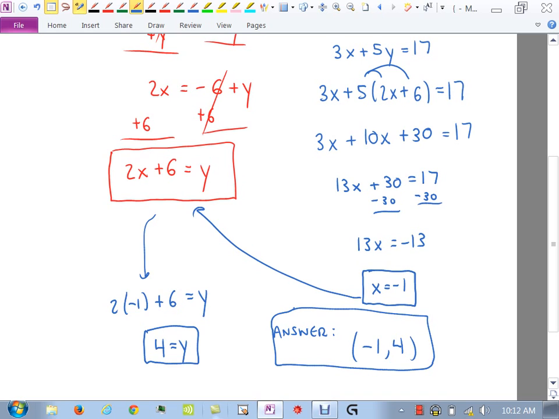Questions? What do y'all think about this method? You like this? Okay.